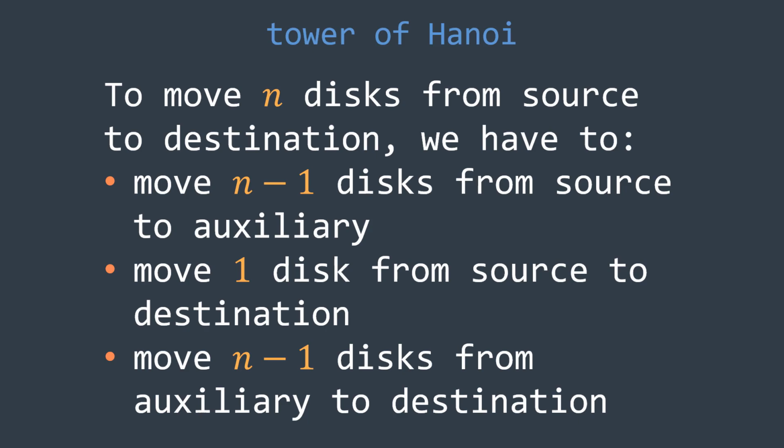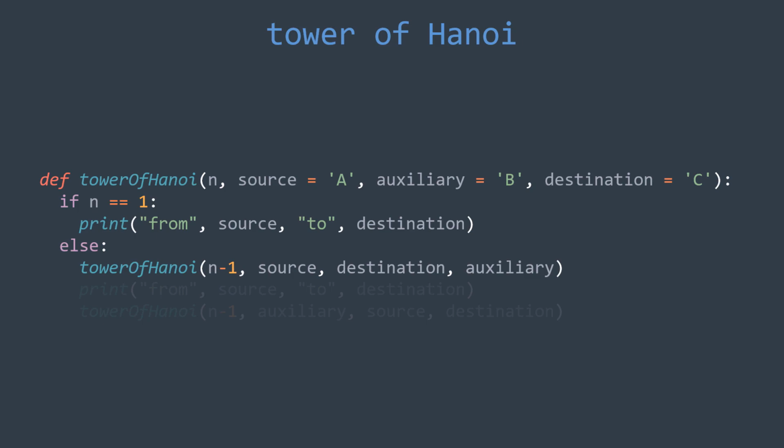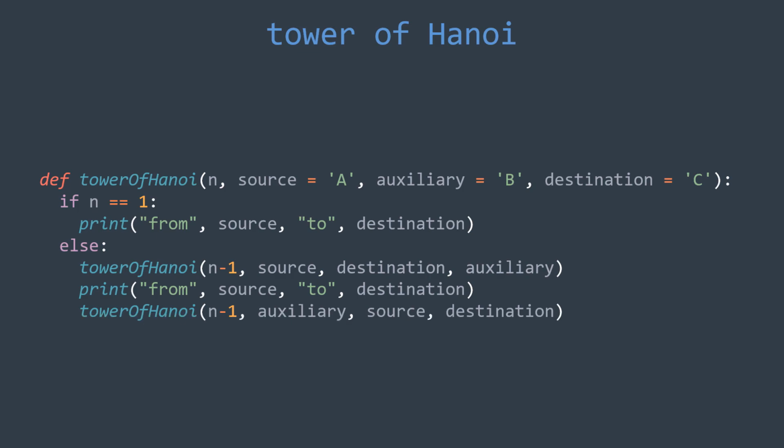Except if we have only 1 disk where we just directly take it from source to destination, it's the base case. In code, the function takes 4 parameters: n, which is the number of disks, the peg that represents the source, at the beginning it's a, the peg that represents the auxiliary, at the beginning it's b, and the peg that represents the destination, at the beginning it's c. Now the base case, if n is equal to 1, we just print that we take a disk from source to destination. That's all we have to do. Else, we have 3 things to do. We take n-1 disks from source to auxiliary, then we print that we take a disk from source to destination, and we take n-1 disks from auxiliary to destination by calling the same function but with different parameters.